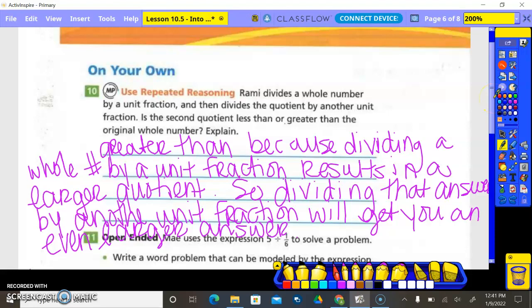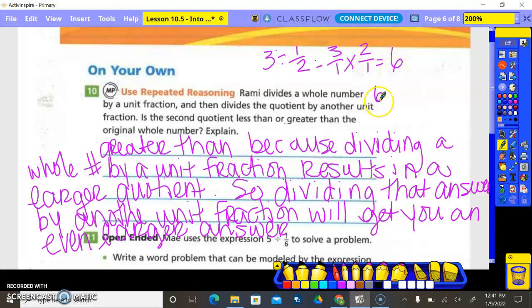Okay, on your number 10, Rami divides a whole number by a unit fraction, then divides the quotient of that answer by another unit fraction. Is the second quotient less than or greater than the original whole number? So basically it would be something like this. If Rami had 3 divided by 1/2, get 3 over 1 times 2 over 1, which equals 6. So that right there gets you a bigger answer.